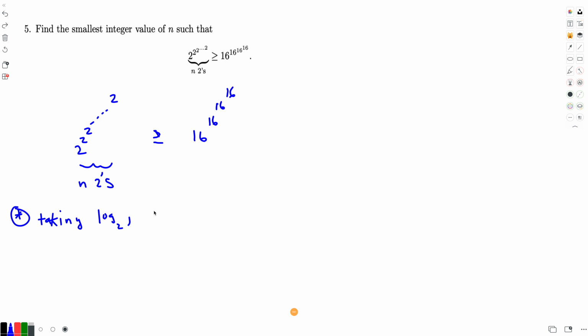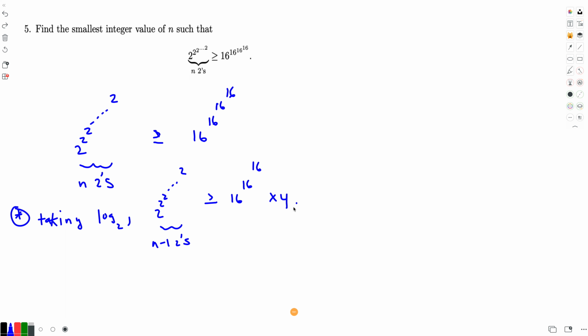we get 2 to the 2 to the 2 all the way up to the last 2. This time, since we're taking log base 2, the 2 disappears and this exponent jumps out. We now have n minus 1 2's. This is going to be greater than or equal to, if we take log base 2, the 16 to the power 16 to the power 16 as the exponent jumping out, and then log base 2 of 16 is just 4, so times 4.